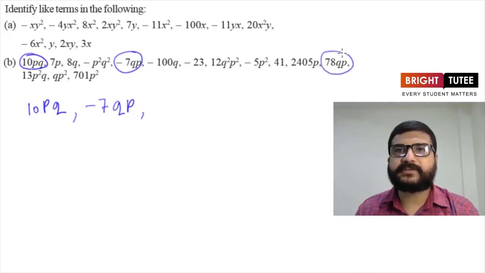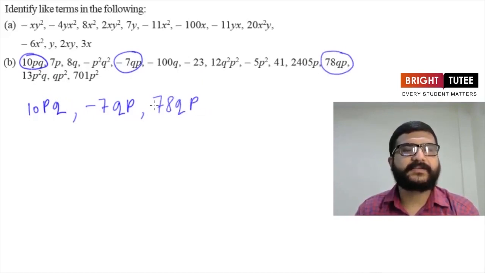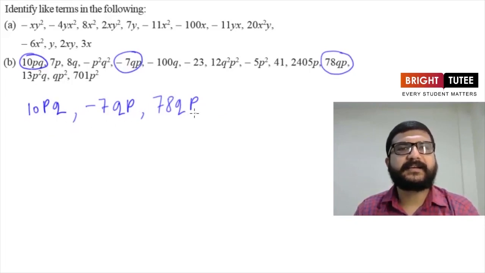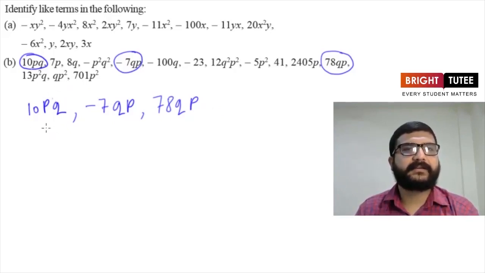Yes, we can have this term also. It is 78 QP. So the third term here is 78 QP. And then, so that's it. So these are the three like terms. Now we have to group another like terms also in the same way. Now let's write the term as 7p.